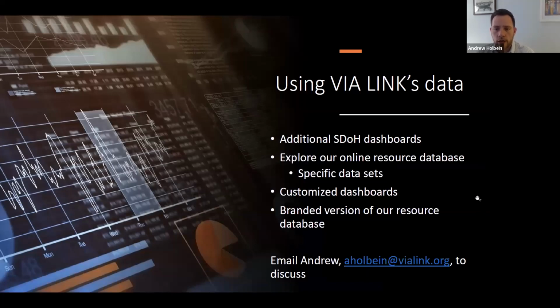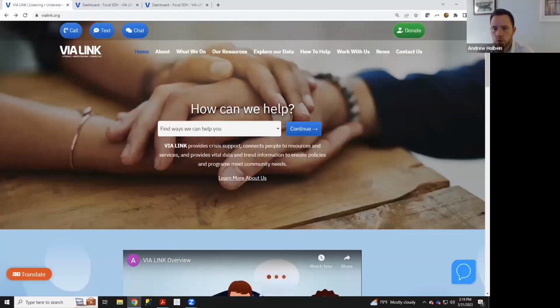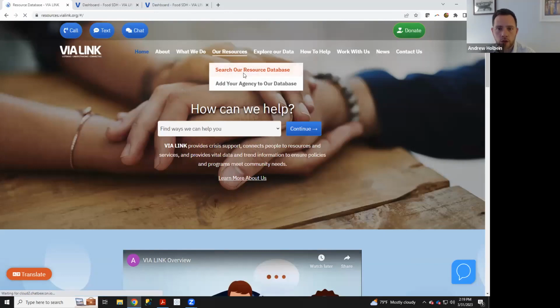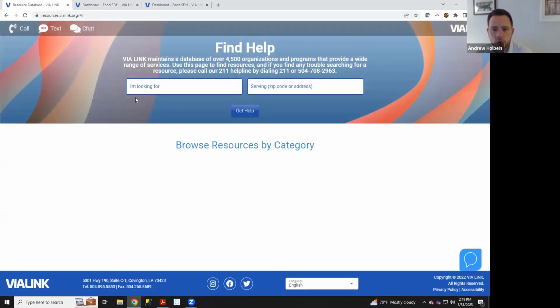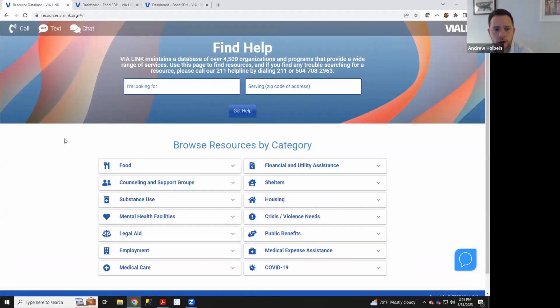So jumping back to our presentation, I'll give just a little bit of information about how organizations can work with ViewLink's data. As I mentioned, we'll be launching more social determinants of health dashboards in the months to come. And we have our resource database online. If you went to our homepage, instead of clicking on Explore Our Data, you went to our Resources tab, you can search our resource database. It's the public-facing version of the database that has the thousands of resources.